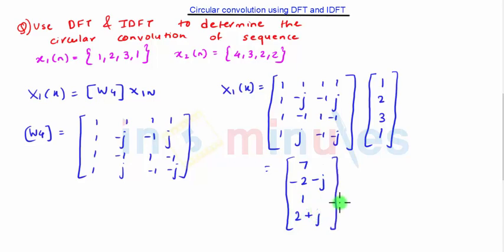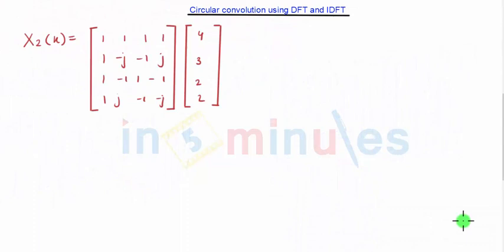Now similarly we will calculate x2 of k. x2 of k is equal to the W4 matrix, that is this, multiplied by the sequence matrix, that is x2 of n. We finally get the answer as 11, 2 minus j, 1, 2 plus j.